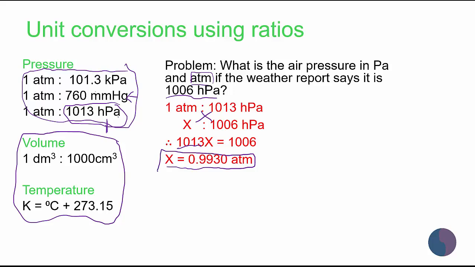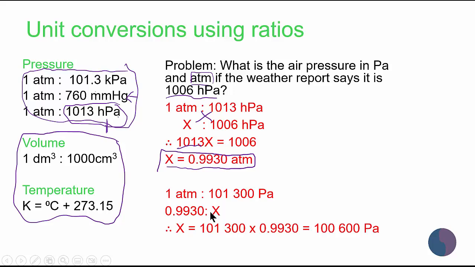Now that is not the correct sig figs. Oh yeah, it is. Okay, and that's all fine. And now we're going to convert to millimeters of mercury. So same deal. You write down your ratio, you write down your x's, you cross multiply, and then you solve for x, and there you go. So it's, wow, what is that? 100.6 kilopascals. So that's how you use ratios.